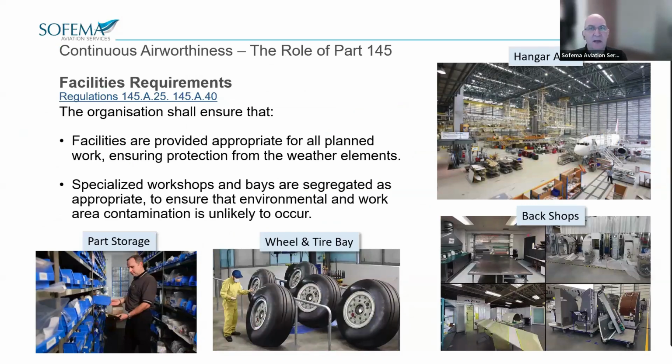Facilities for base maintenance of aircraft. It's important that the aircraft hangars are both available and large enough to accommodate the aircraft that are going to be serviced on a planned base maintenance input. For component maintenance, component workshops need to be large enough to accommodate the components that are going to be going through. Some large items like landing gear, for example, need very large shops. You can see here there's a wheel and tyre bay.